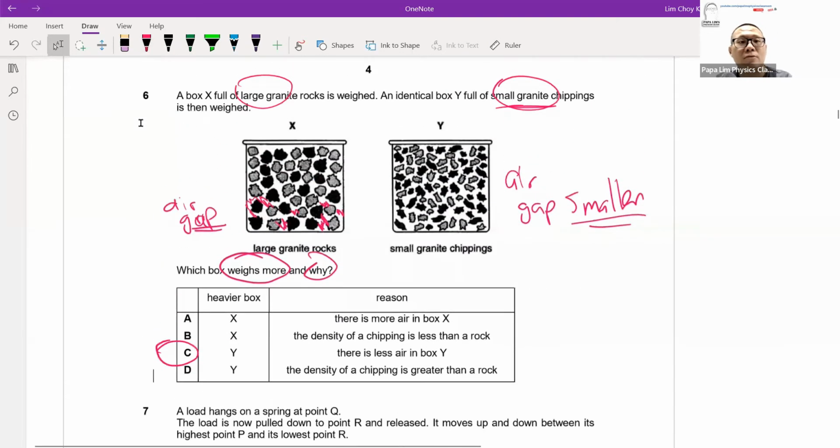Now, take a look. You take note that the 2 stones, although they are chippings and stones of different sizes, are both graphite. They are the same material, so automatically I know that the density will definitely be the same. Therefore B and D will not be the answer. With that, I can narrow down the answer to A and C, and with the air gap in mind, you will know that C will be the most appropriate answer.